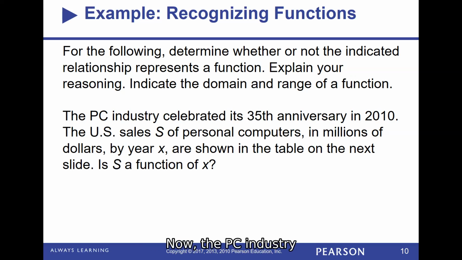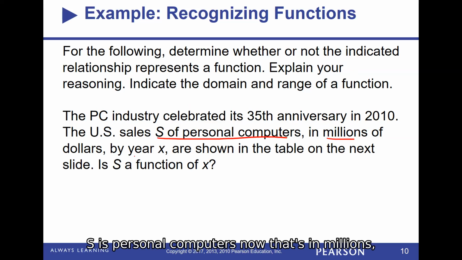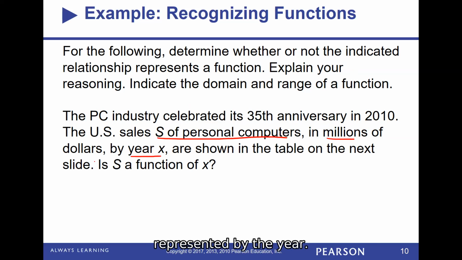Now, the PC industry celebrated its 35th anniversary in 2010. The US sales of personal computers in millions of dollars by year X is shown in the table on the next slide. Is S a function? Now, let's talk about this before we see what that table says. S is personal computers sales, in millions, represented by the year X. So millions of dollars, that's sales of them. You have to know what year it is before you can figure out what the sales are. So we can already kind of see what is our input versus our output.